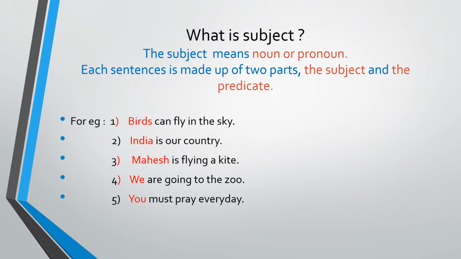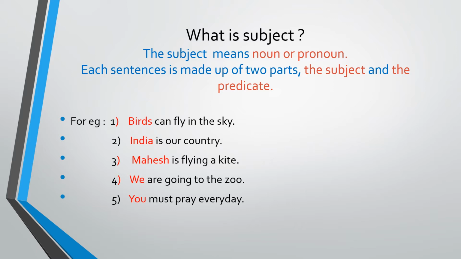See, what is subject? Here the definition is given: the subject means any noun or pronoun. Now do you know, children, what is a noun and what is a pronoun? Yes, noun means any name of a person, place, animal or thing. And pronoun means you can use it instead of a noun. For example, he, she, it, they, we, I, you, etc. These are the pronouns. And noun is the name of a person, place, animal or thing. This we already completed in the previous lecture. So it is known as a subject.